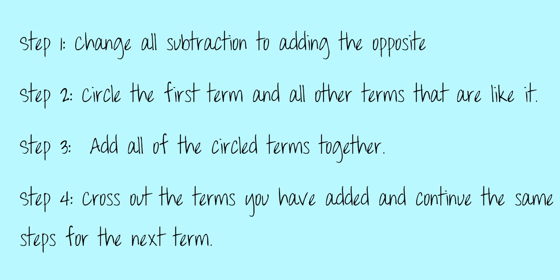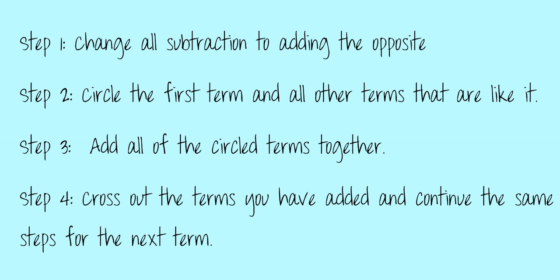Steps on how to solve this. Step 1, like anything else we do in pre-algebra, we change all subtraction to adding its opposite, just so that we don't make mistakes on our whole numbers. Step 2, circle the first term and all other terms that are like it. Remember, like terms, the number doesn't have to be the same, but the letter and the exponent, the power, have to match for you to be able to combine the terms. So circle those that are alike.